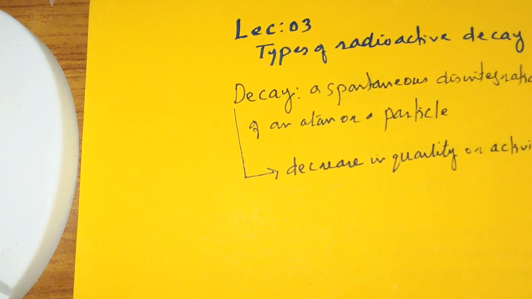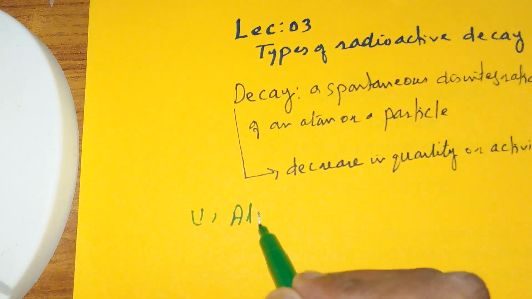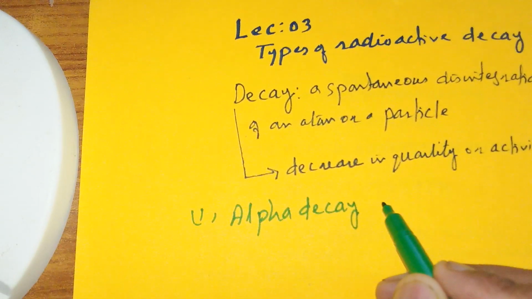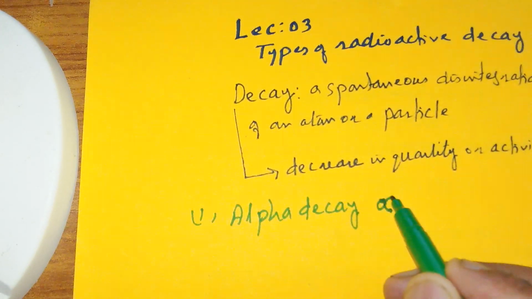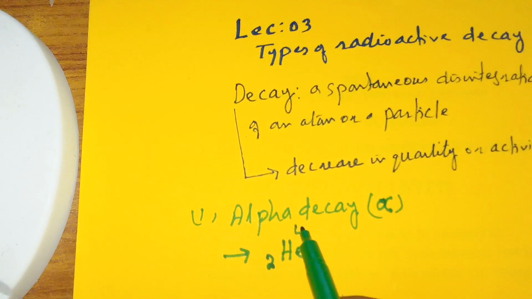First of all, we will learn about alpha decay. Alpha decay can be represented with this symbol, known as alpha. It is represented by helium, also known as helium nuclei. It has atomic number 2 and mass number 4. So when there is alpha decay, there is a decrease in atomic mass and also the atomic number of the radioactive substance.